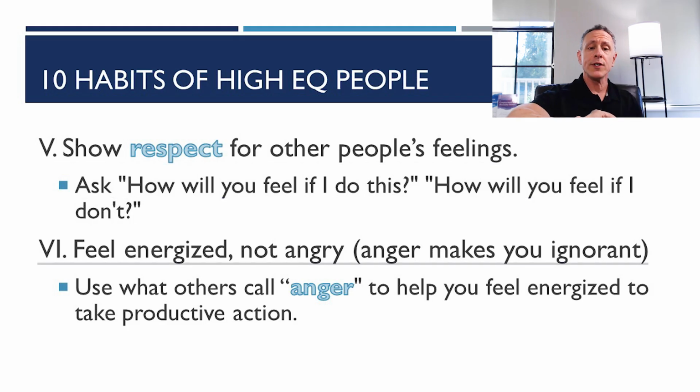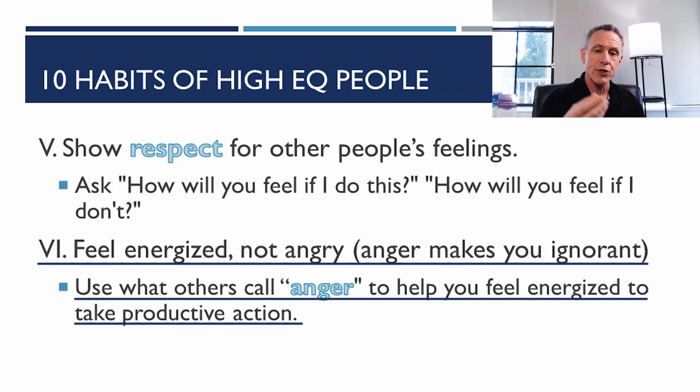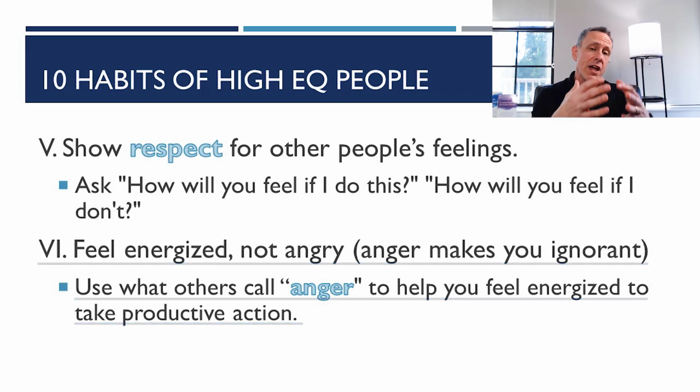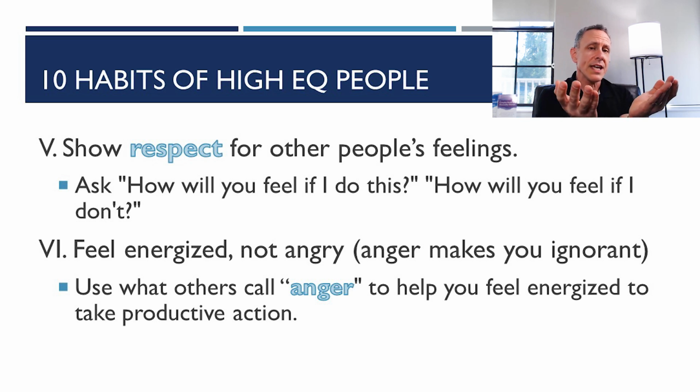And next is you feel energized, not angry, because anger makes you ignorant. That's just kind of how it is, right? We use what others call anger to help you feel energized to take productive action. That's the purpose of anger. The purpose of anger is to drive you to do something. Hopefully it's something adaptive. Highly emotionally intelligent people engage in adaptive behaviors, even when they get angry. Getting angry is understandable, right? But we have to recognize it, see it, and know where it comes from, and use adaptive strategies in order to manage it.